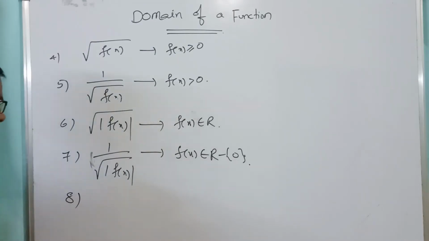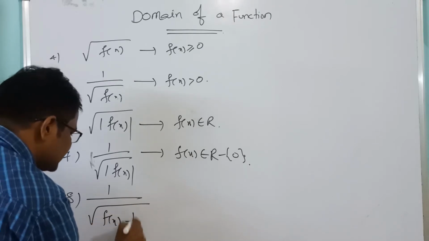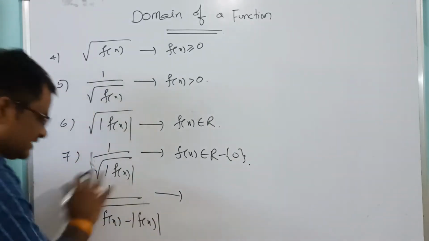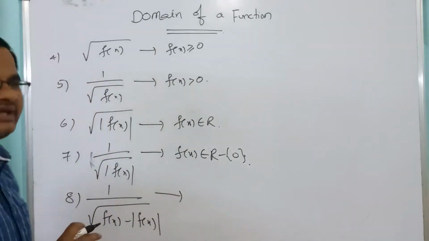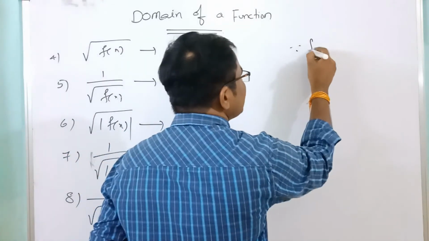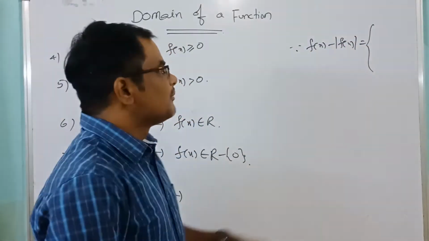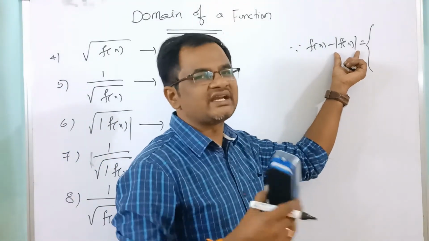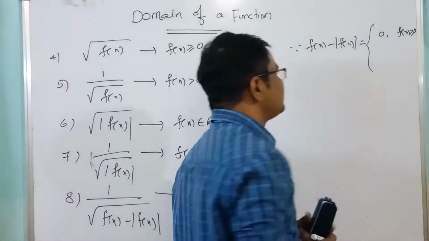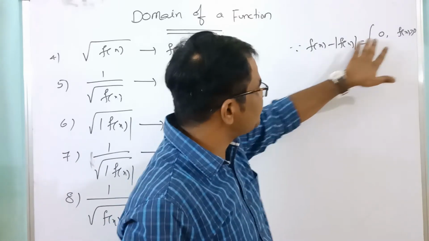Next, the eighth one, 1 by root of f of x minus modulus of f of x. This is an important one. We have to take the condition for when this function is defined or exists. We know that f of x minus mod f of x is 0 whenever f of x is greater than or equal to 0, because then mod of f of x is f of x, and f of x minus f of x is 0.